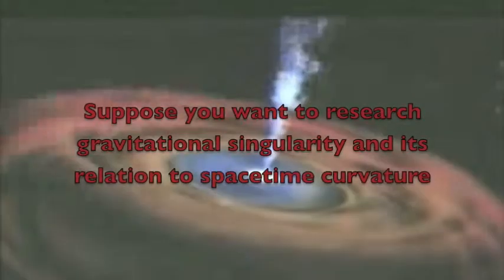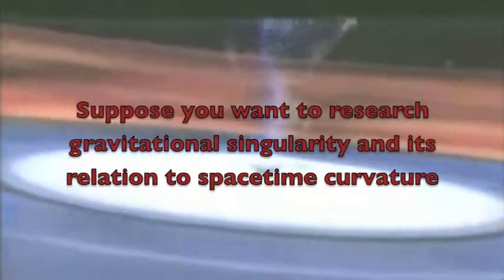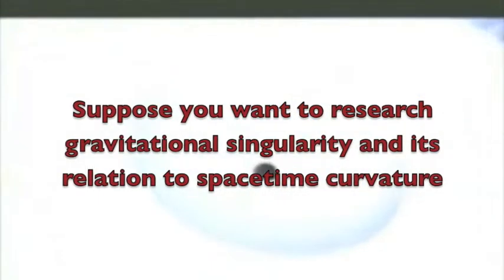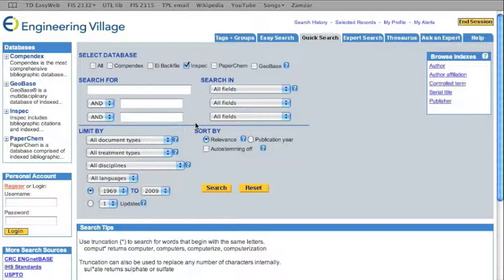We are now going to investigate a second research question. Suppose you want to research gravitational singularity and its relation to space-time curvature. In this section, we are going to run an uncontrolled search. That is, you and I, the users of the database, will select the search terms. You should run this kind of search when the topic you are looking for is not indexed, or when you cannot find its close substitute.